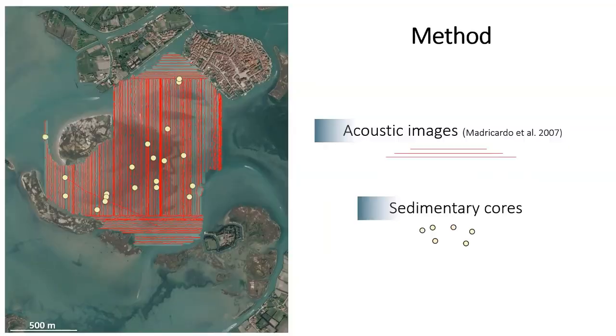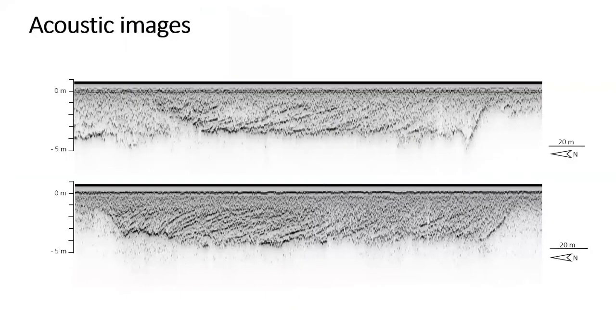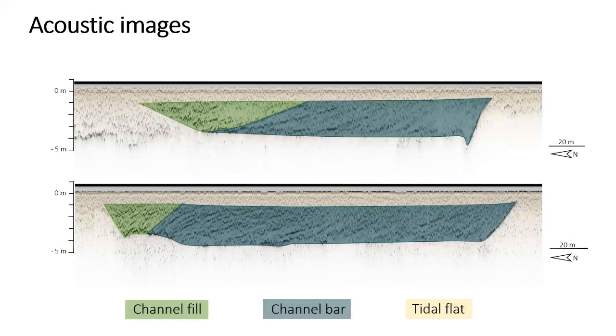And here you can see that each line represents an acoustic section, while the dots identify the position of each core. Through the analysis of the acoustic images, we were able to identify erosive and inclined horizons, as you can appreciate from these two examples of the acoustic images. And so we were able to identify three main bidimensional depositional elements, which are the abandoned channel fill here in green, the channel bar in blue, and the tidal flat, which is surrounding the channel fill and the channel bar elements, and which here is represented with this light yellow.